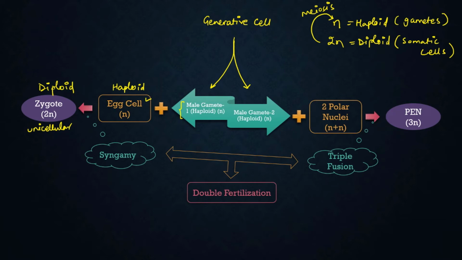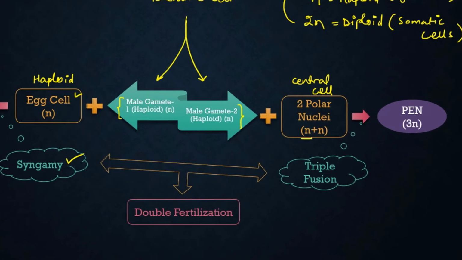are involving one male and one female gamete, and this event is called syngamy. On the other hand, the remaining male gametes, right? As we said, there are two, so the remaining male gamete is going to fuse with the central cell. Now the central cell is going to have two polar nuclei, and these two polar nuclei are going to be haploid in nature.